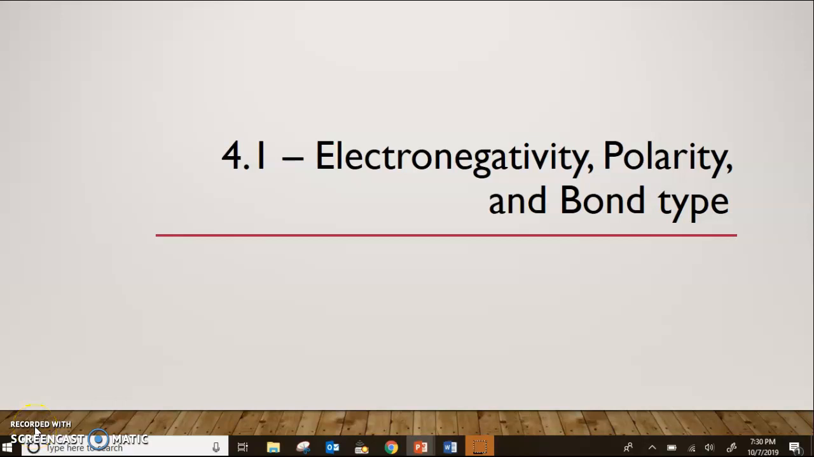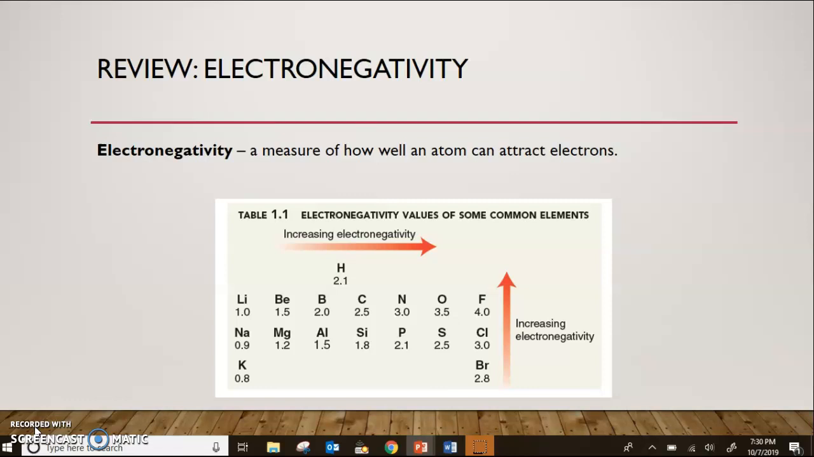Okay, for today's lesson we're going to look at electronegativity, polarity, and bond type, predicting bond type based off of electronegativity. It's a pretty simple lesson, so don't try and make it any more complicated than it needs to be. Let's start here by reviewing electronegativity.